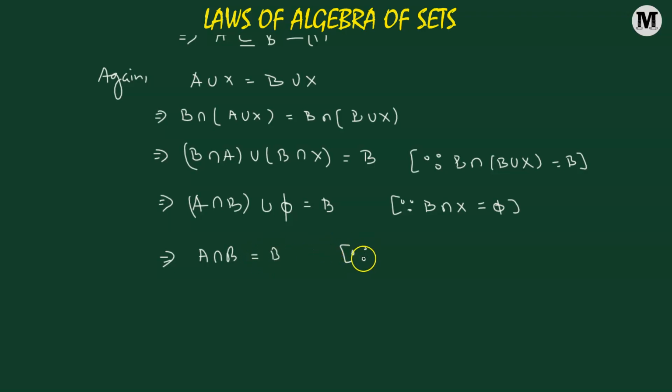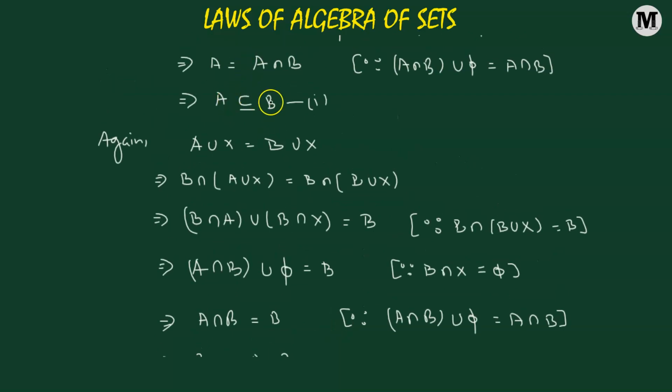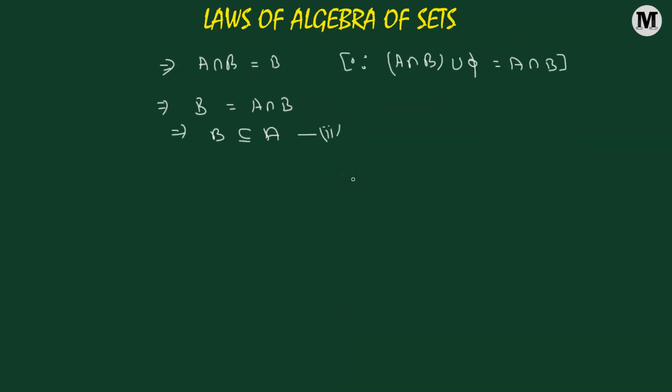So here we have used the fact that A intersection B, this is the set, and when we take its union with the null set, we get back the original set A intersection B. Now we can rewrite it as B equals A intersection B. So this simply tells us that B is going to be a subset of the set A. Fine. Now this is condition number 2. So in condition number 1, we obtained that A is a subset of B, and in condition number 2, we have B being a subset of A.